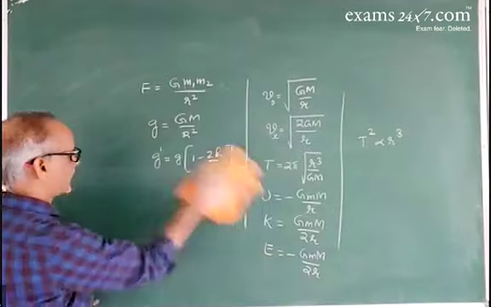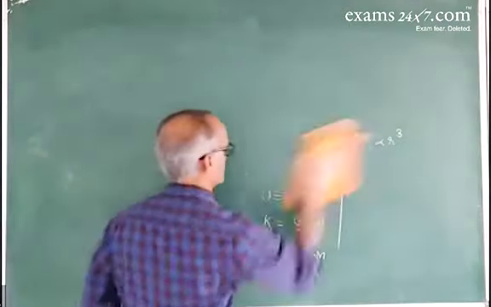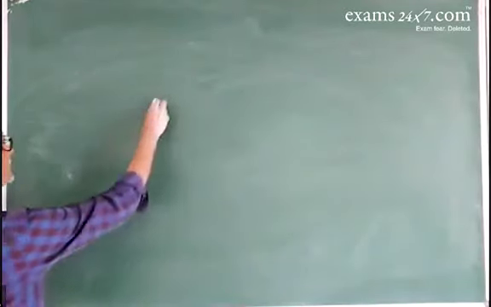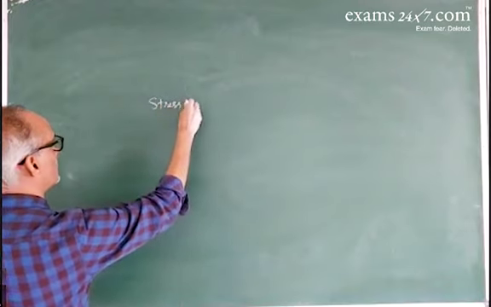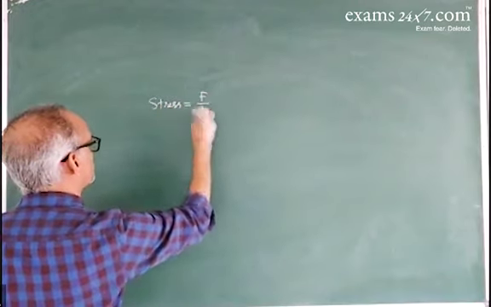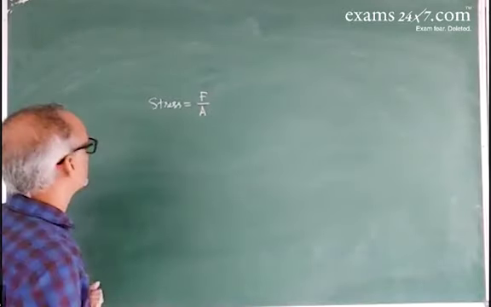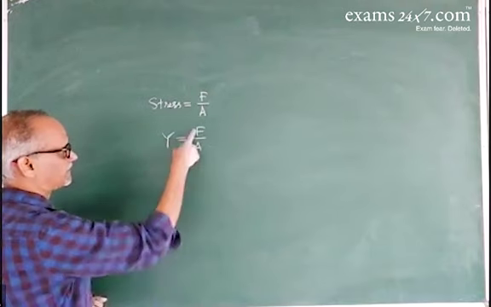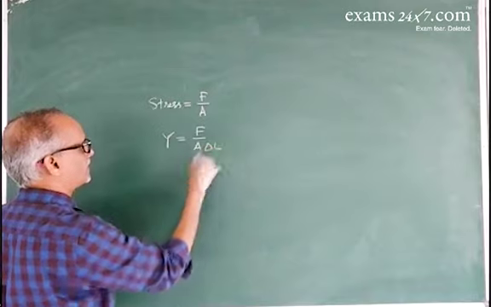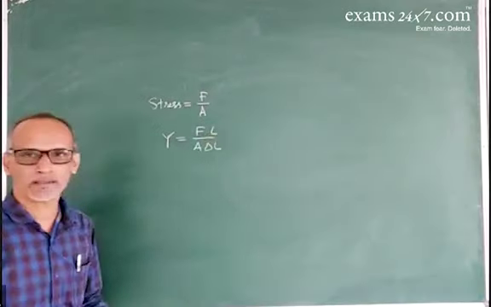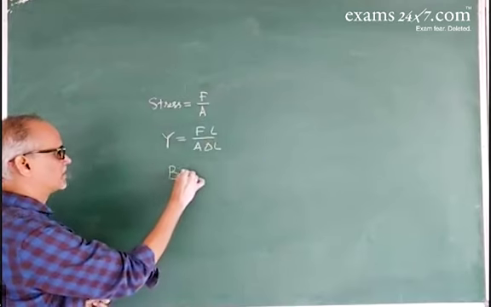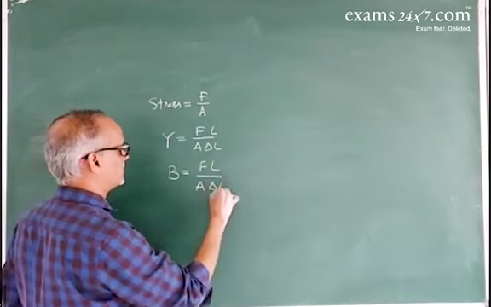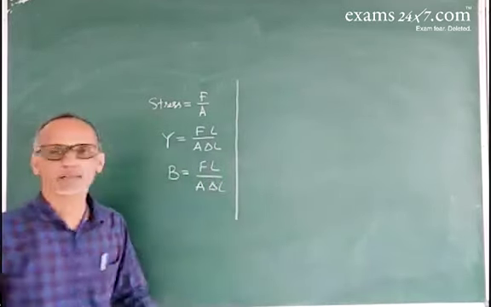In mechanical properties of the solids, the basic equation which you have to remember is stress, which is equal to force by area. And then the two important moduli. One is Young's modulus: force by area, F by A, which is the stress, and the strain is delta L by L. So it is FL by A into delta L. And then the bulk modulus, B. That is mechanical properties of the solids.